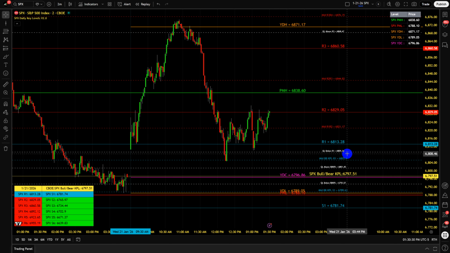Now, as far as the levels that are typically shown on the default display of this indicator on startup, they're going to be the bull bear KPL level, the QL above the BBKPL, the QL below the BBKPL, the first midpoint level above the bull bear KPL, and the first midpoint level below the bull bear KPL, along with your main R and S levels above and below. These other levels that you see here were turned on manually by us in the user control panel as the session progressed. So these are normally not shown on default startup.